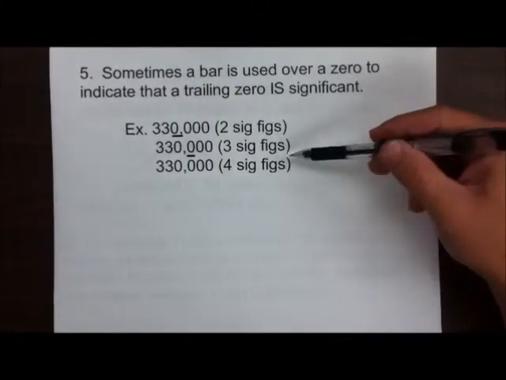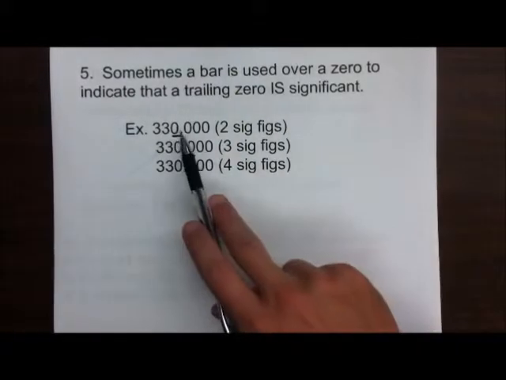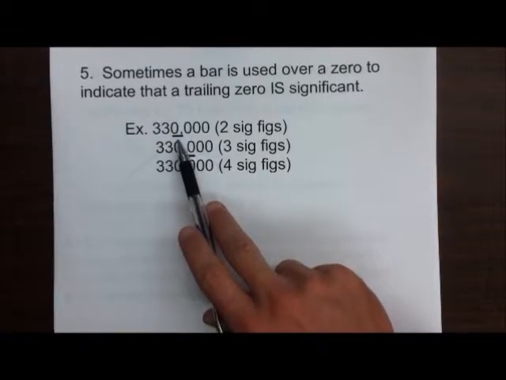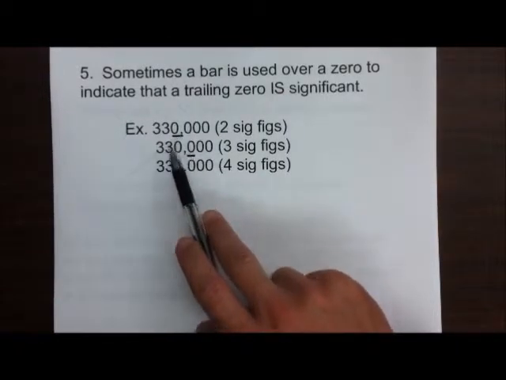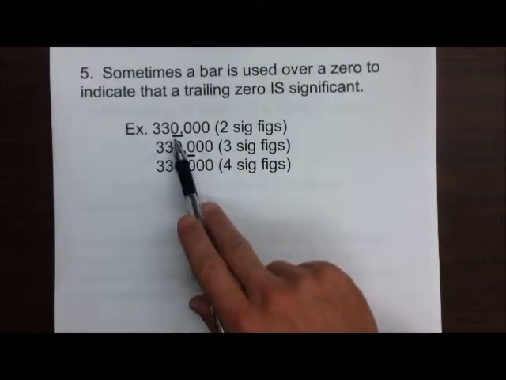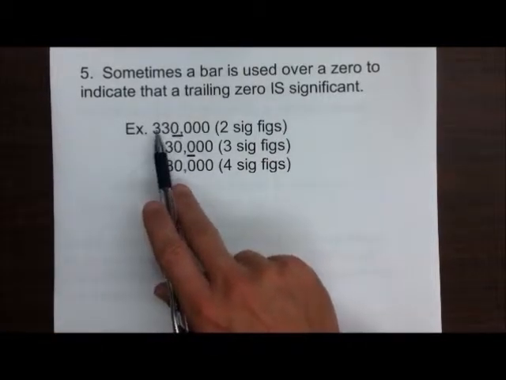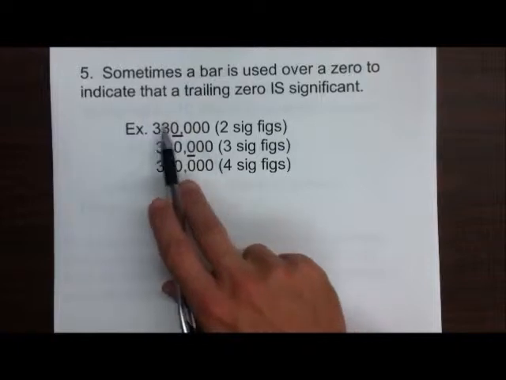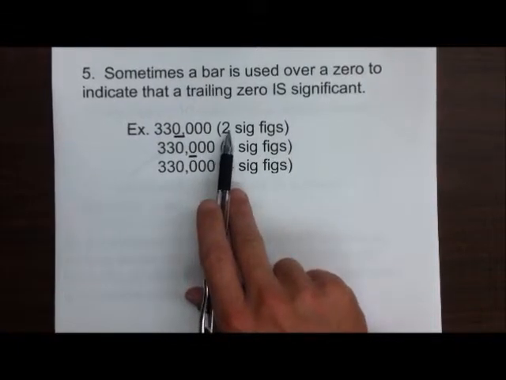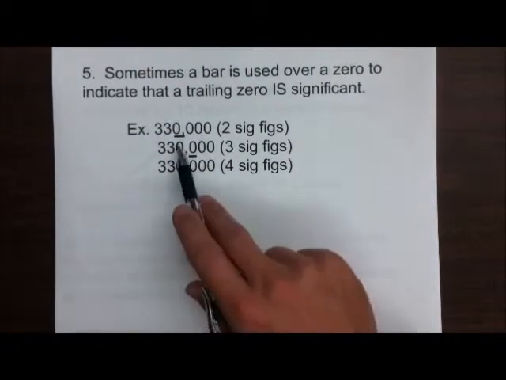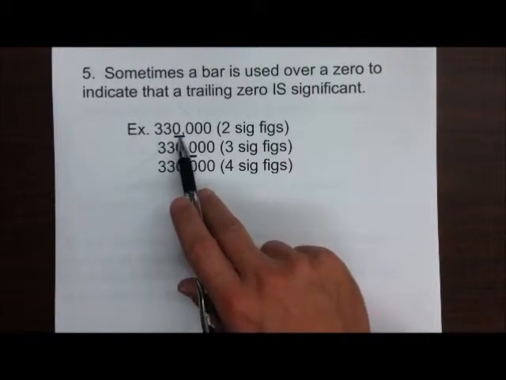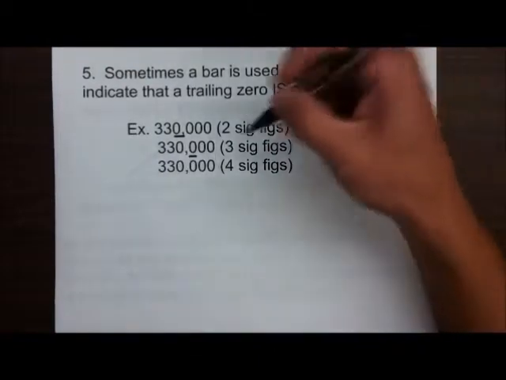Now sometimes when we have a number without a decimal, where we do want to show that a trailing 0 without a decimal is significant, we can use a bar over it. So for this first one, we have 330,000, just plain number, has 2 sig figs, both of the 3's. Now if we wanted to say that this 0 is significant, we can't just put a decimal here, because then that would make everything significant. So we need some other way. Way to do that is to put a line over it.